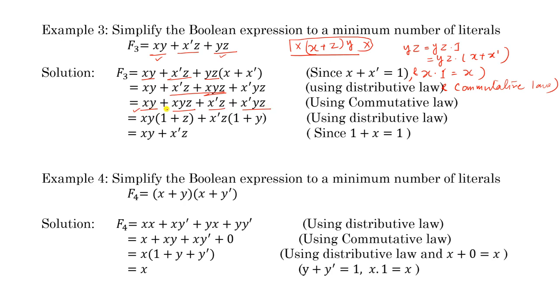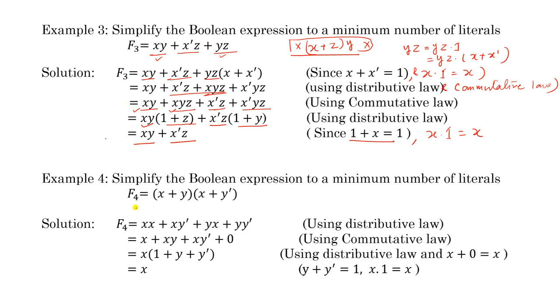Now if you look at this first term and second term, xy is common. Now you apply the distributive law, you will get xy(1 plus z). x dash z is common, so you can apply distributive law, x dash z(1 plus y). Now you know 1 plus x equal to 1, so 1 plus z equal to 1. Similarly 1 plus y equal to 1, and further you know x into 1 equal to x. So you get xy plus x dash z. So this is the simplified expression of f3.